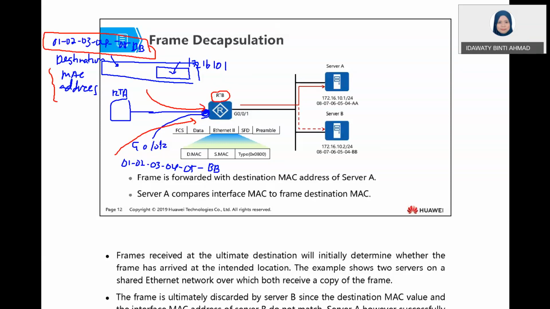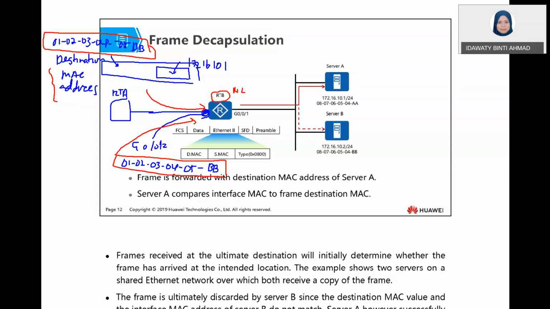The same with their RTB MAC address in G002. Okay, when it is the same, then you check the integrity of that frame. If everything is okay, then you decapsulate and bring the data, the IP packet, to the network layer.